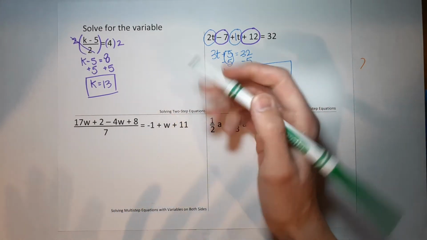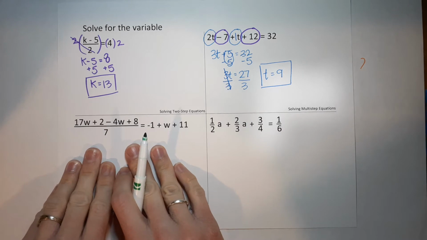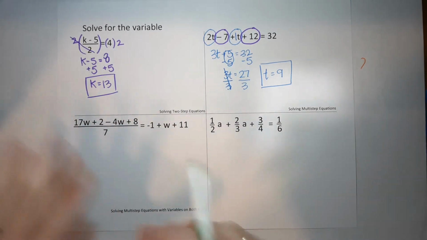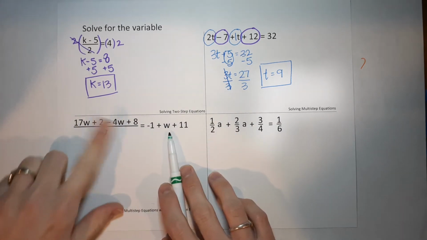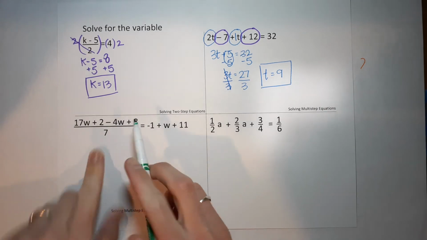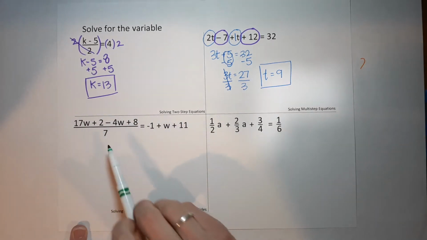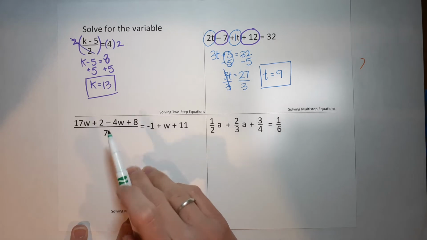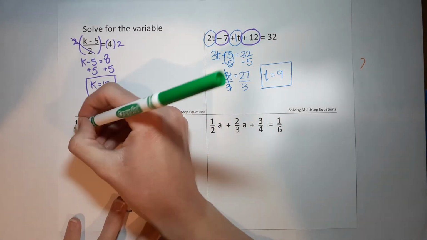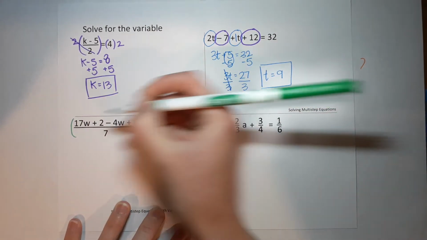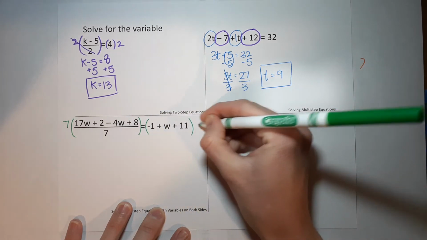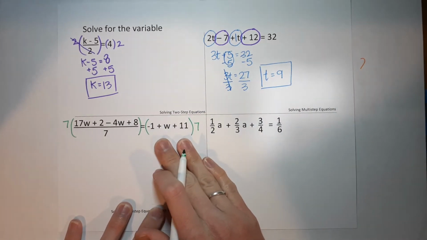All right, this one looks a little scary, right? But we're just going to piece it away slowly and it won't be that bad. What's different about this one is we've got w's on both sides, over here and over here. First of all, this entire thing is being divided by 7. So I want to get rid of that divide by 7. I'm going to multiply this whole side by 7. If I do it over here, I have to multiply this side by 7 as well.